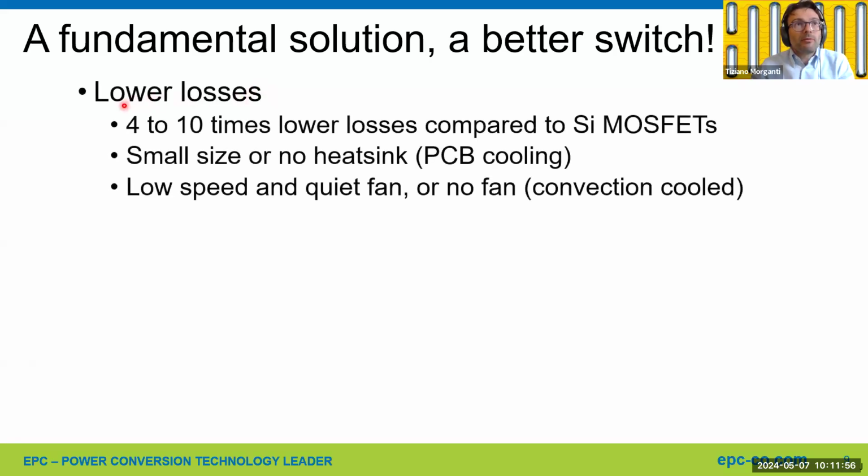Basically, we have our GaN technology. We can offer lower losses. So we have lower RDS on and lower switching losses, and compared to the best silicon MOSFETs, we can offer 4 to 10 times lower losses. This translates into a smaller heatsink, or in some cases also no heatsink. And this also means lower requirements in terms of ventilation. So we can design the amplifier with lower speed and quieter fan, or eventually convection cooled.